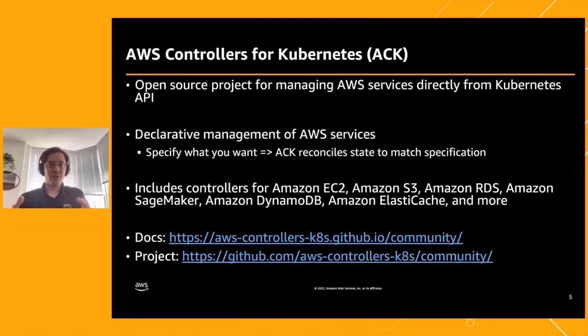There are all sorts of controllers for different AWS services, including Amazon EC2, Amazon S3, Amazon RDS, Amazon SageMaker, Amazon DynamoDB, Amazon ElastiCache, and more. You can see the full list of the controllers that are available from the ACK documentation at the link provided in this presentation. You can also check out the entire project. It is a series of controllers. They're all open source. You can actually contribute to the project today if you want to help out with writing the documentation or contributing a new feature.